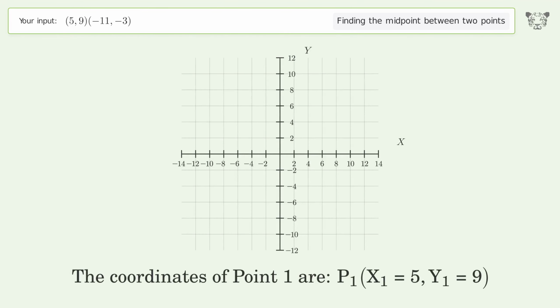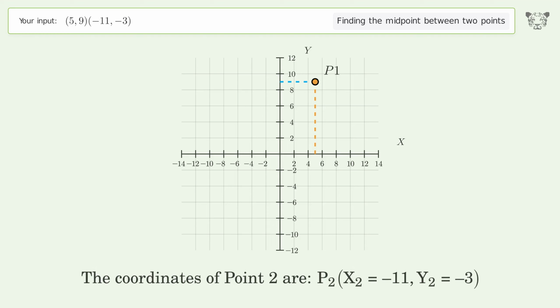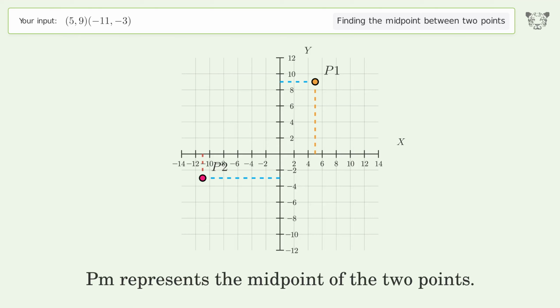The coordinates of point 1 are x1 equals 5, y1 equals 9. The coordinates of point 2 are x2 equals -11, y2 equals -3. PM represents the midpoint of the 2 points.